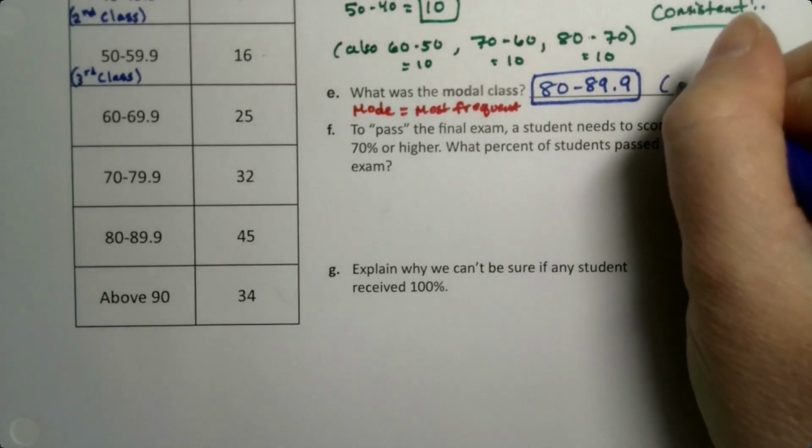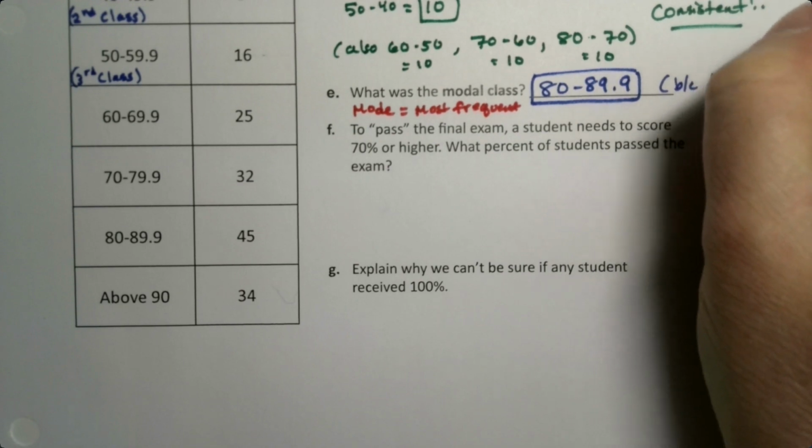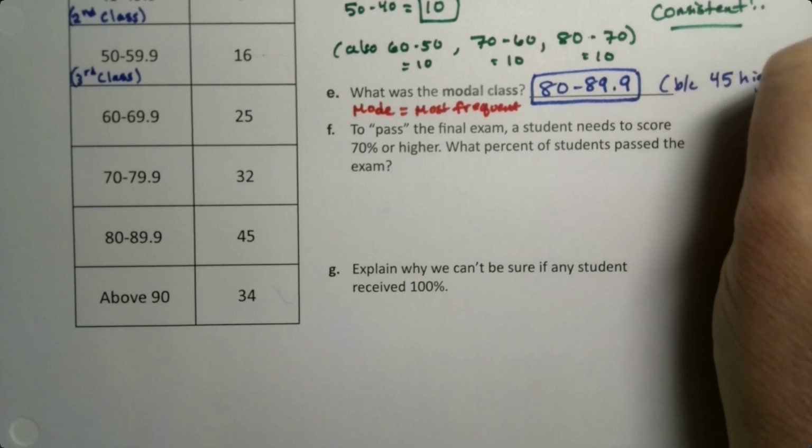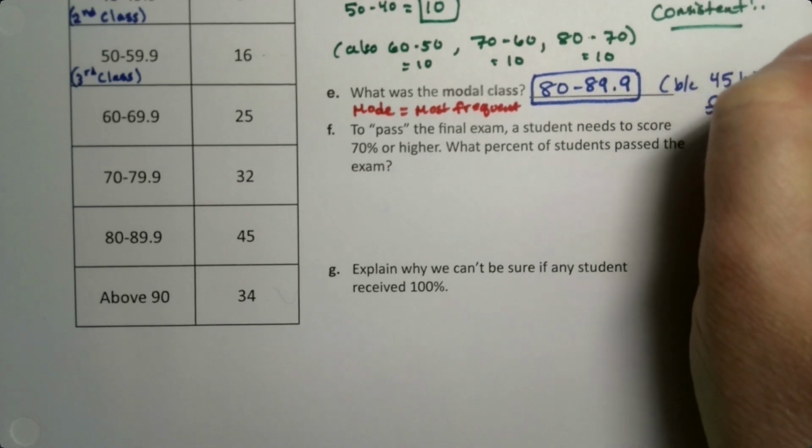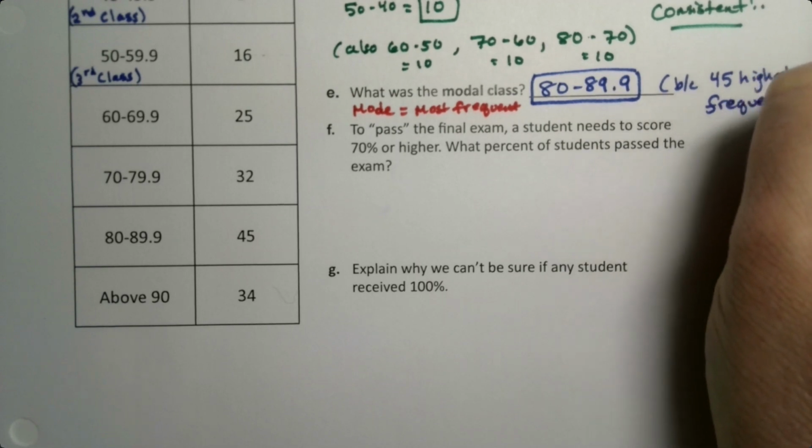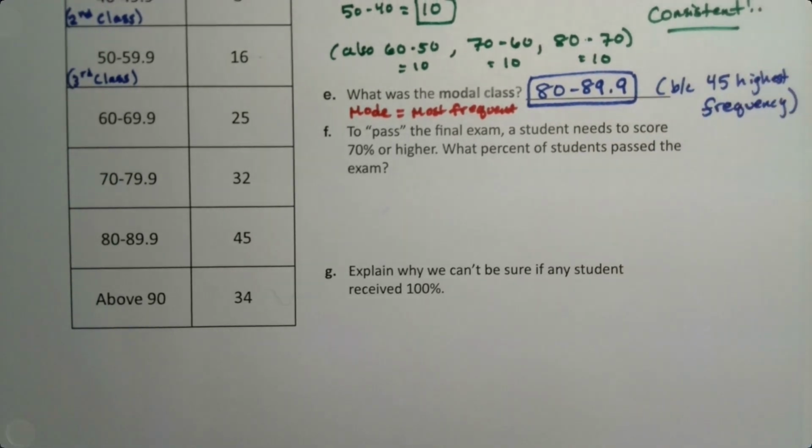And if you want to write a note, it's because 45 is the highest frequency. It's not 45 though. 45 is why that's the modal class, but the class itself are these values over on the left. They're the bins.